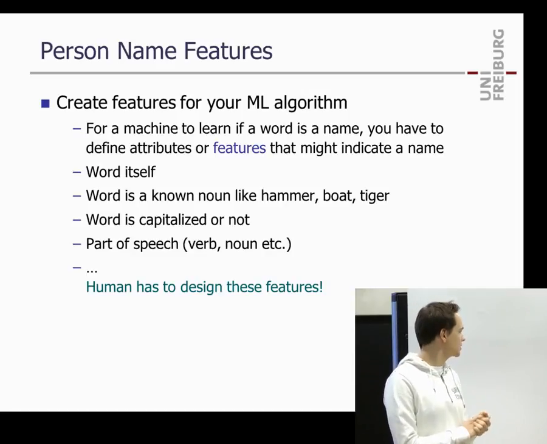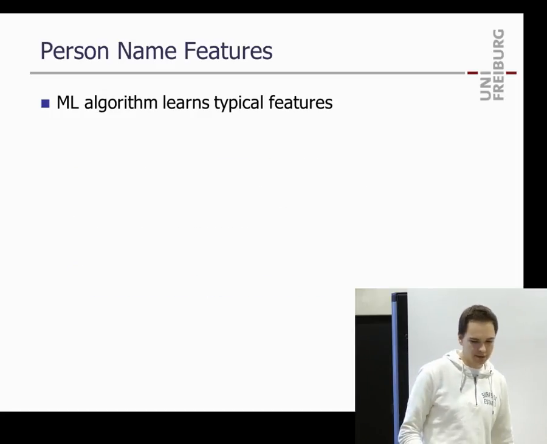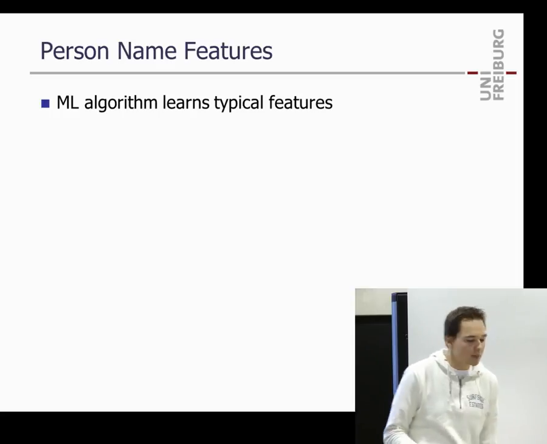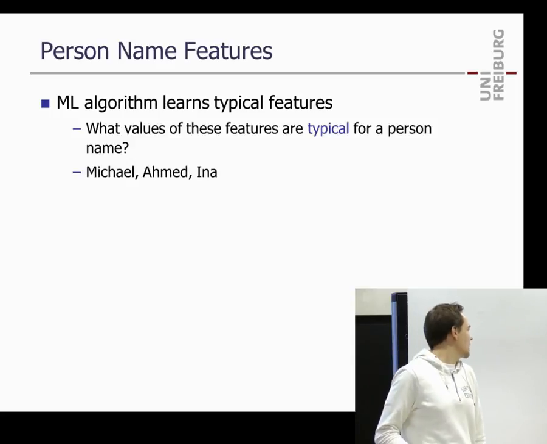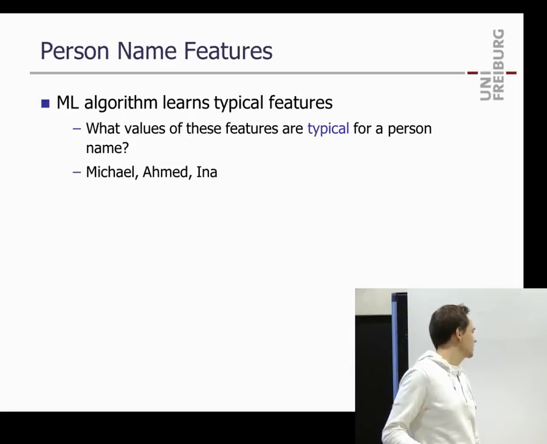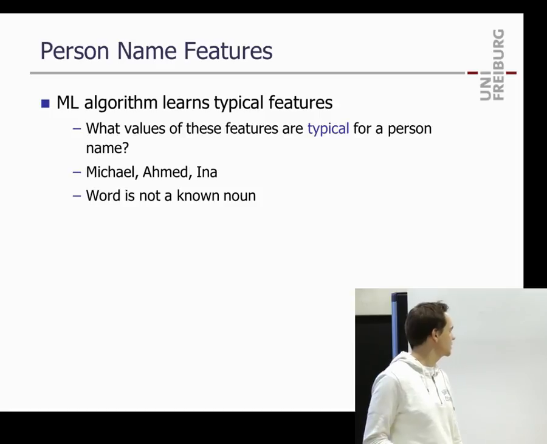You have to tell it, okay, please look at the word itself, please look if it's a known noun, please look if it's capitalized. However, your algorithm will learn what are typical feature values. What is typical for a person? Michael may be typical for a person, Ahmed, Ina, these might all be person names, and the algorithm could learn that automatically.